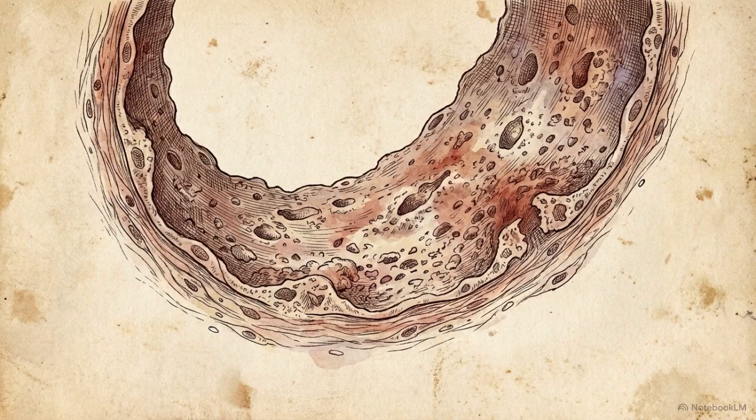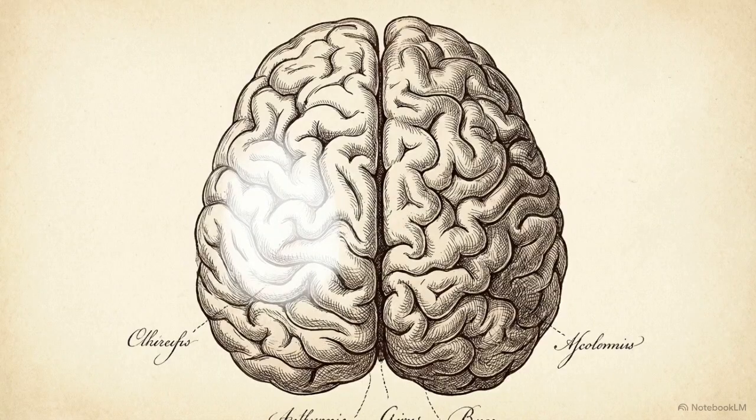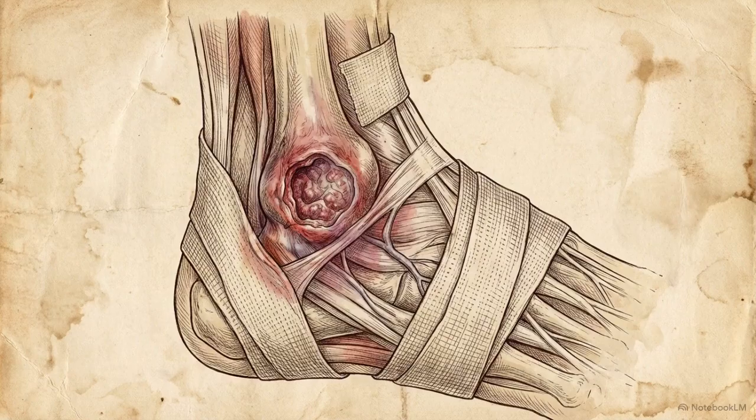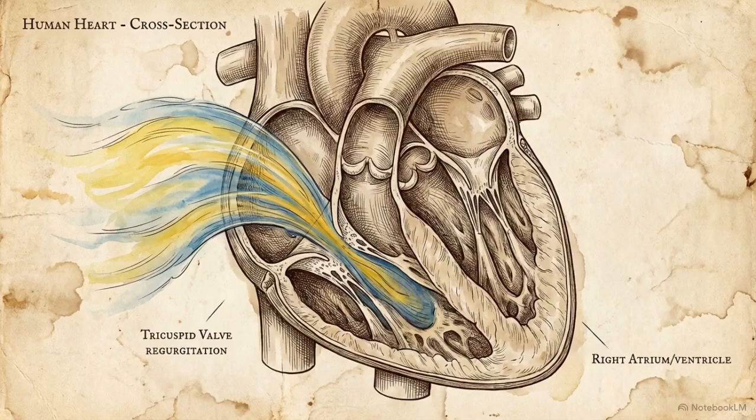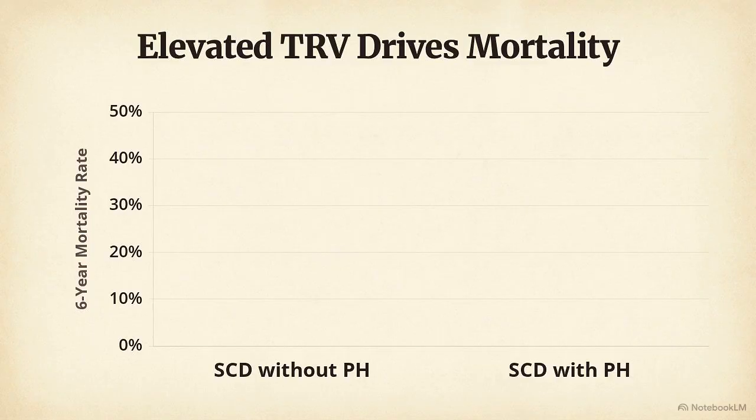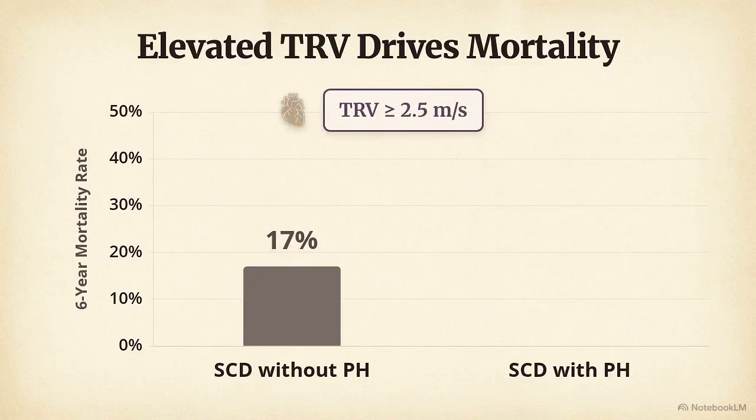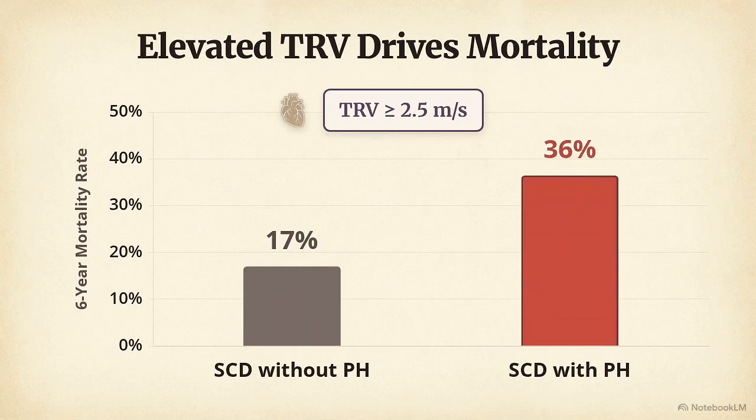This constant biochemical inflammation drives an entirely different class of complications from Stream 1. It destroys the integrity of the blood vessels themselves, leading directly to strokes, priapism, and severe leg ulcers. In the cardiopulmonary system, this endothelial dysfunction manifests as pulmonary hypertension. Diagnosed via an elevated tricuspid regurgitation velocity, it is a lethal complication with a stark 37% 6-year mortality rate.